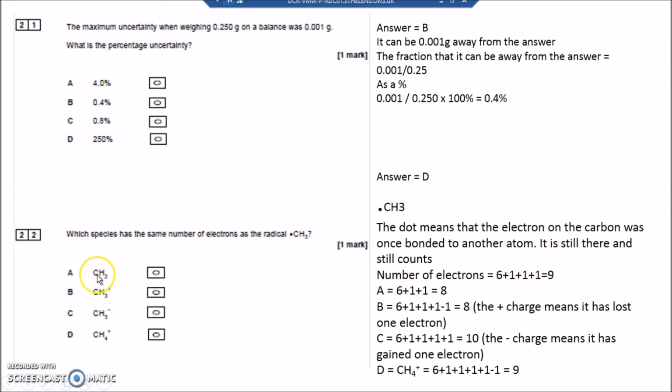Well, CH2 has got 6 from the carbon and 1 from each of the hydrogens. That's 8. 6 from the carbon, 3 from each of the hydrogens is 9, and a plus means that it's lost an electron somewhere. So that has got 6, 7, 8, 9. Take away 1 for 1 being lost. That has 8 as well. CH3 minus: 6, 7, 8, 9, 6 from the carbon, 1 from each of the hydrogens is 9. A minus means it's gained 1, so that has actually got 10. What's D got? 6 from the carbon, 1 from each of the 4 hydrogens is 10, and it's got a plus, which means it's lost an electron, it's got 9. So your answer is D. D has got the same number of electrons as CH3 radical.